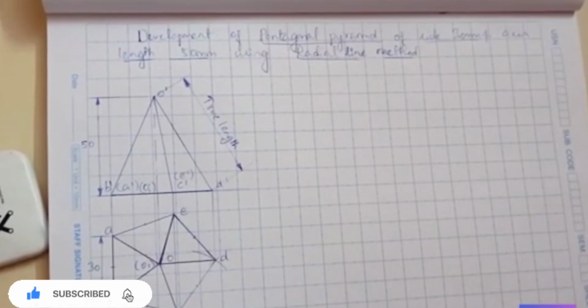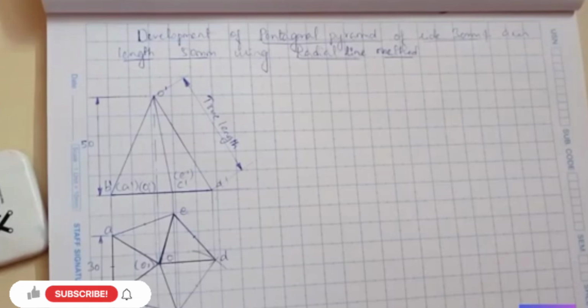Okay, now we will develop a pentagonal pyramid of side 30 mm and axis length 50, using the radial line method. Okay, so we are going to develop that. How we are going to develop, you can see in this problem I have already drawn the top and front view of a pentagonal pyramid.